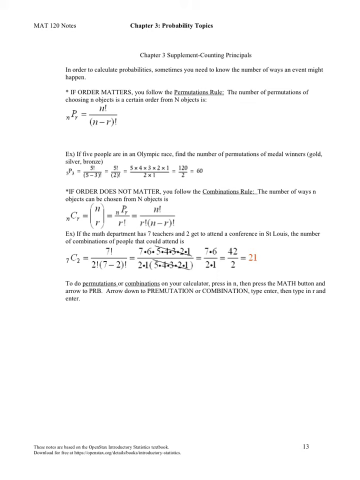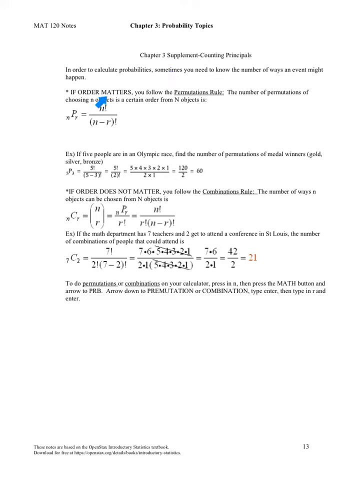In this second video to section 3.4, we are going to touch upon permutations and combinations. Now, in this class, you will be able to use your calculator to perform these operations. However, I'm going to show you what they mean here first. In order to calculate probabilities, sometimes you need to know the number of ways an event might happen.